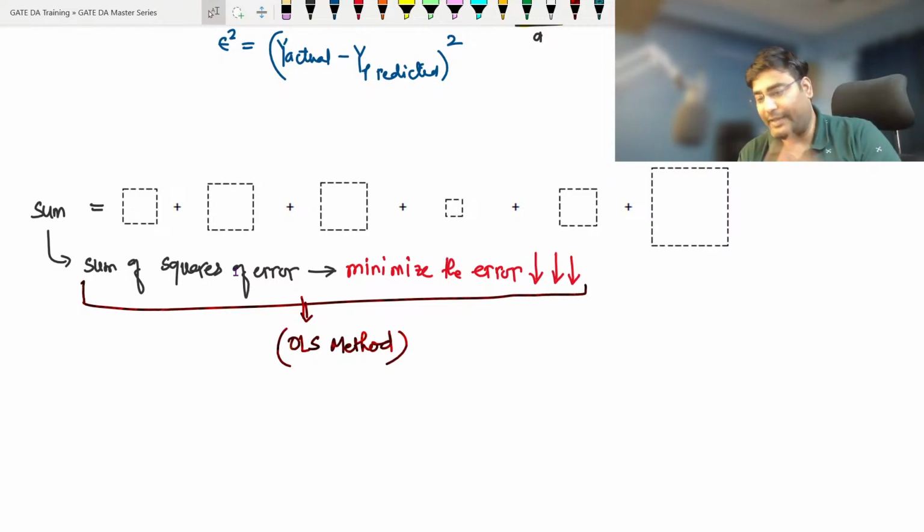Okay, so today I think I will derive the linear regression beta naught, beta 1. That will be the next part of today's session, which I am going to start.